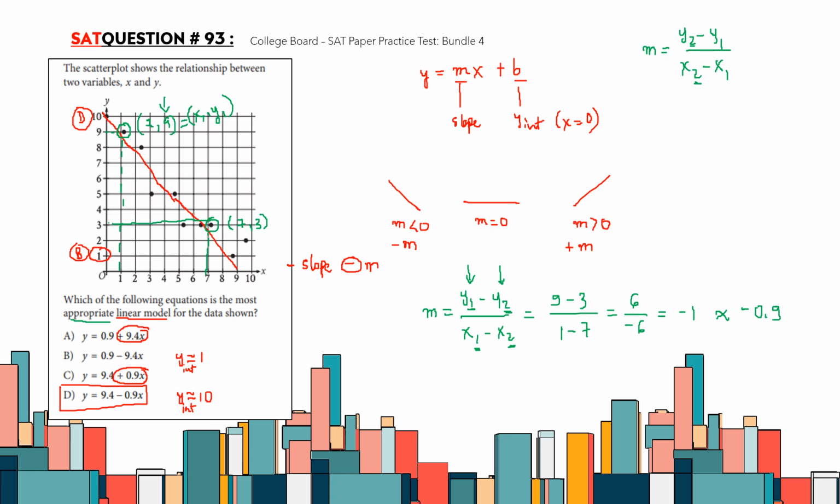Let's try this one. How about this one? If I have y2, which is 3, minus 9 over 7 minus 1, I will have negative 6 at the top, and then at the bottom I have 6, so this one also equals negative 1. And you can still find that negative 0.9. It depends on how you want to use the formula, but as long as you remember whatever the first point we use for the y, we use that same point for the x.